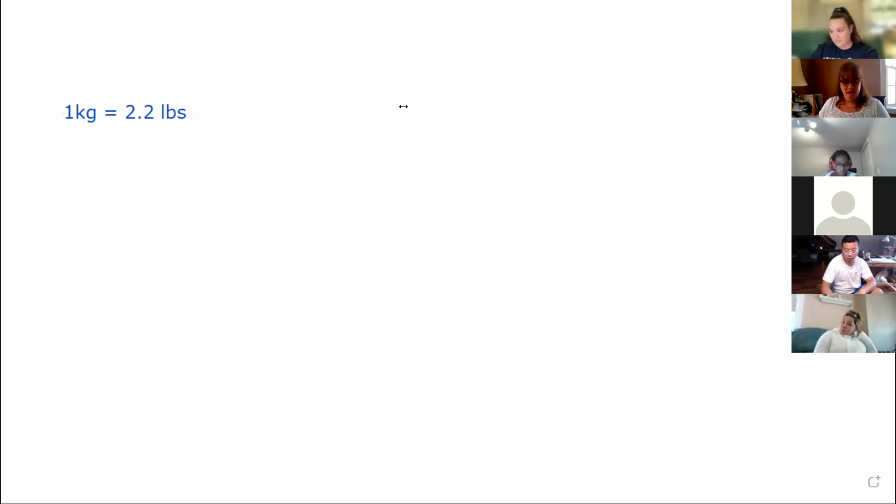So if I am a 120 pound human, I would divide that by 2.2, and I would be 54.5 kilograms. Yes? So everyone knows how to convert kilograms, yes? Anybody not? Okay.